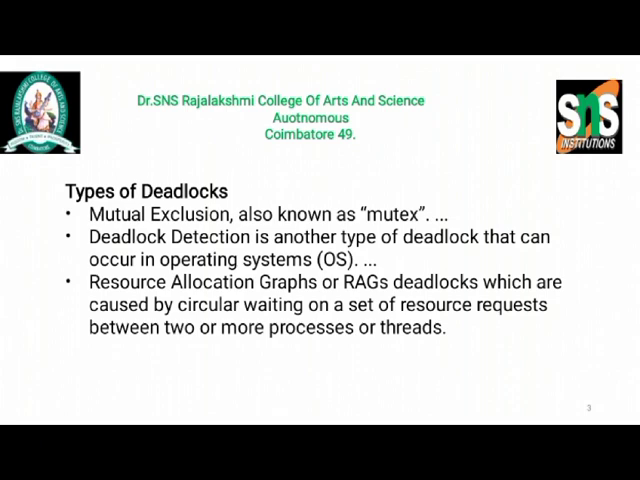For example, we have two processes, P1 and P2. Also we have two resources, R1 and R2. P1 is using R1, but it requests the resource R2, and R2 is occupied by P2. Also P2 is already using R2 and is waiting for R1. So this is called a circular wait. Here P1 is waiting for R2 as well as P2 is waiting for R1, but R1 and R2 are held by P1 and P2. This situation we call a deadlock.